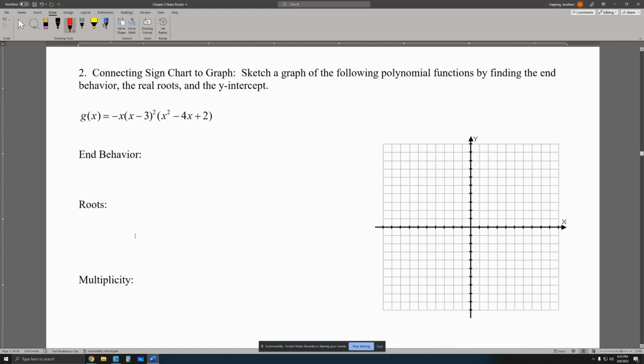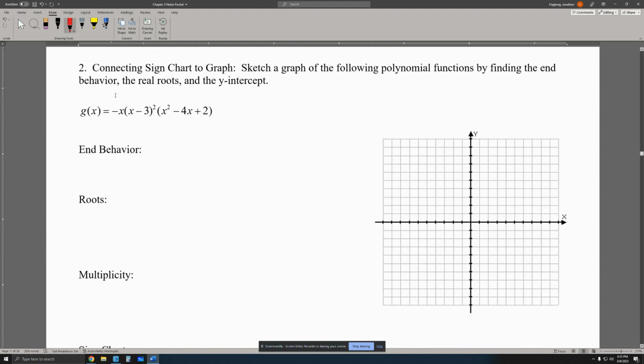All right, so number 2, let's go ahead and connect the sign chart to the graph. We're going to sketch a graph of this polynomial function, and we're going to find the end behavior, the real roots, and the y-intercept. Okay, so we'll start with the end behavior.